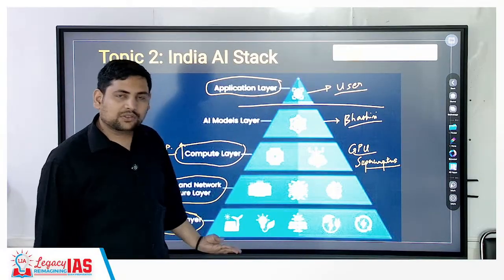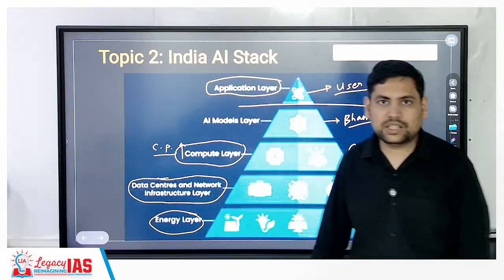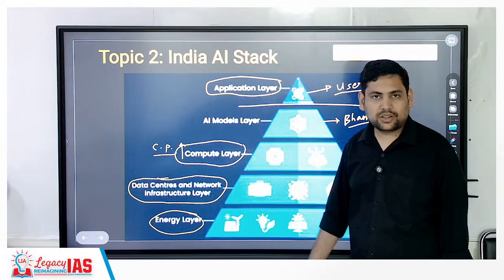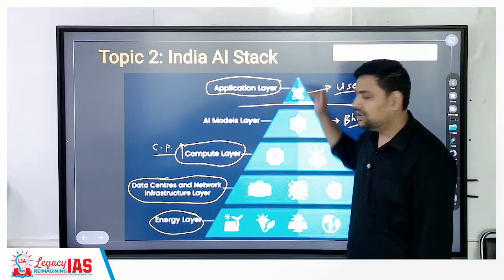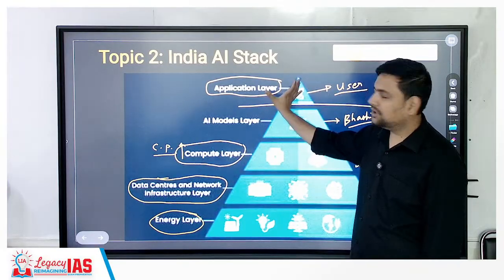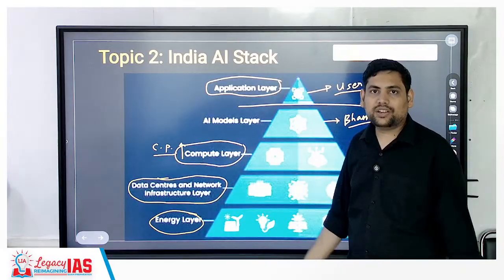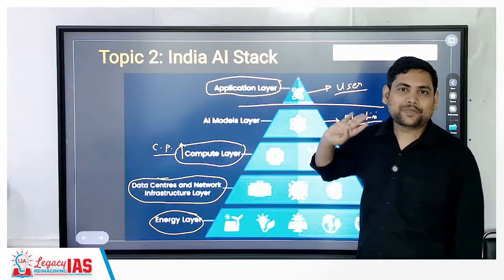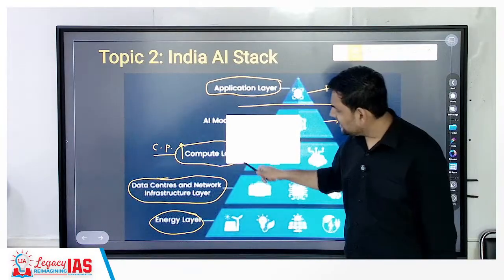So India wants to be not just a consumer of artificial intelligence but a producer as well as a global leader in artificial intelligence. So we need to develop in all these layers to eventually lead to the application layer, so that we are able to fulfill all our AI requirements ourselves, from bottom to top. Understood?